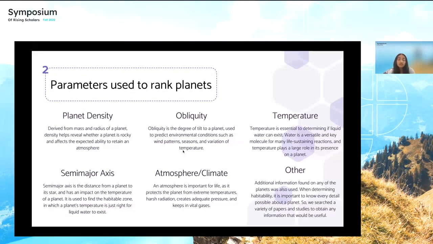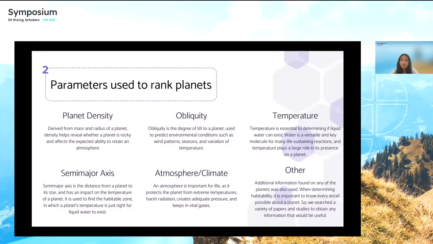So the parameters I used to rank the planets were planet density, which was derived from the mass and radius of the planet and helps reveal whether a planet is rocky. Obliquity is the degree of tilt to a planet used to predict environmental conditions such as wind patterns, seasons, and variations of temperature. Temperature is essential to determining if liquid water can exist. Water is a versatile and key molecule for many life-sustaining reactions, and temperature plays a large role in its presence on a planet. Semi-major axis is the distance from a planet to its star, and this has an impact on the temperature of the planet.